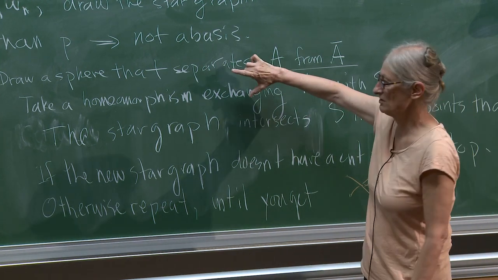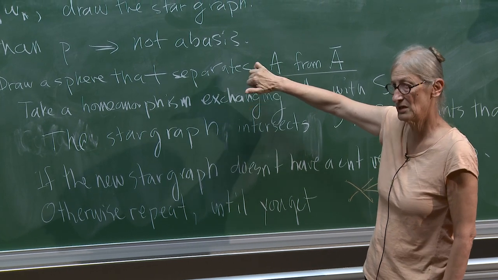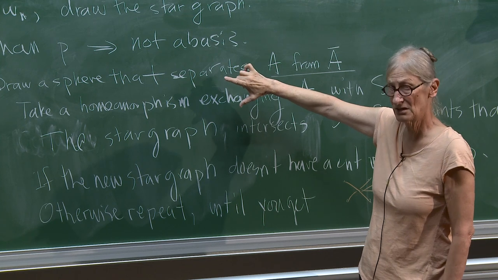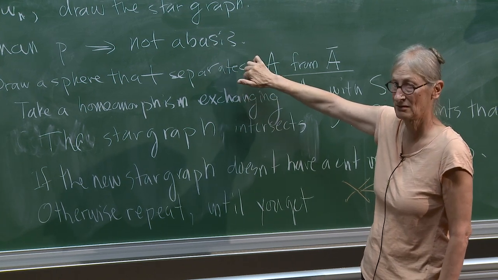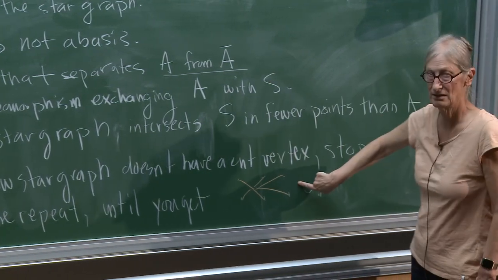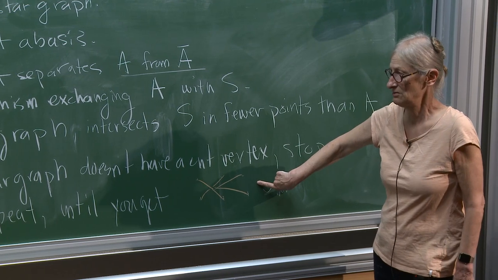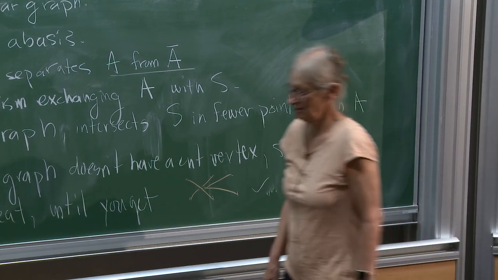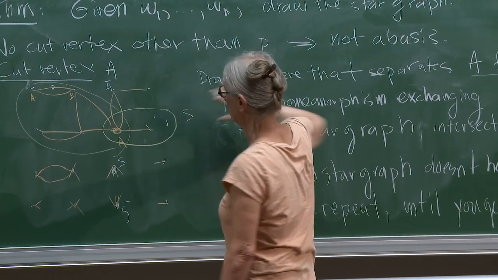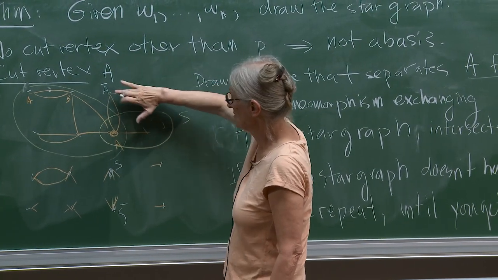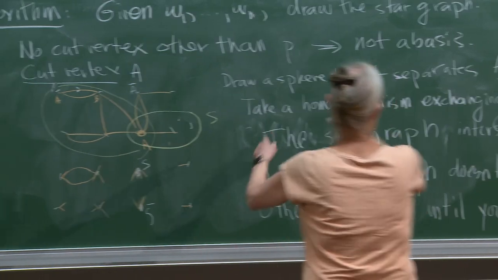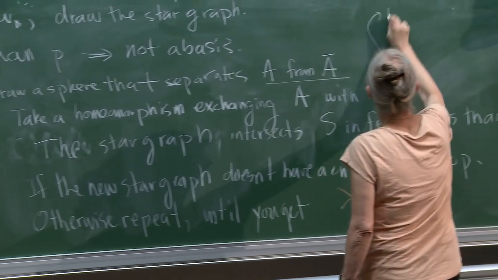So the homeomorphism, of course, induces an automorphism of the free group. And so your basis will be transformed under this automorphism to a different basis. And what you're doing is transforming this basis over and over again until you get the standard basis by doing these things. So the induced automorphism that switches A and S is called a Whitehead automorphism. So, for obvious reasons.